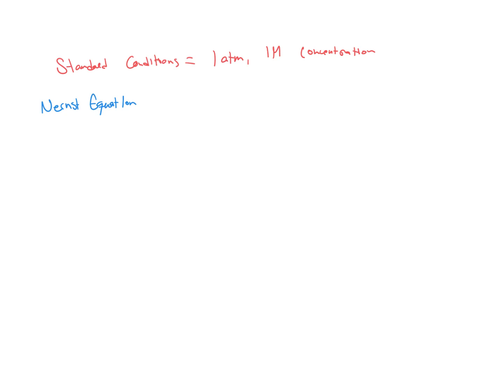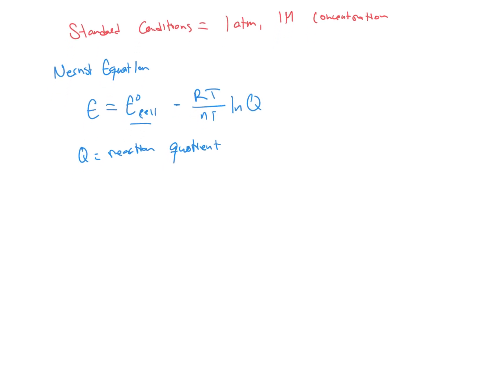The Nernst equation says that E, which is the non-standard cell potential, is equal to E naught of the cell, which is the standard potential, minus RT over nF times the natural log of Q, where, of course, Q is the reaction quotient. So if you're at non-standard conditions, you can find this by using just the regular cell potentials and then plugging them into this equation. So let's take our example of the zinc and copper cell.